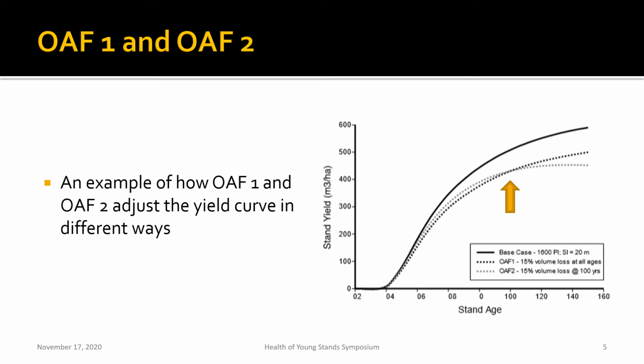The OAF2, though, acts differently in that, although in this case it's also set at 15%, that 15% value is only realized at age 100. It's less before and more after. So for example, by age 150, it's actually a 22.5% net down.